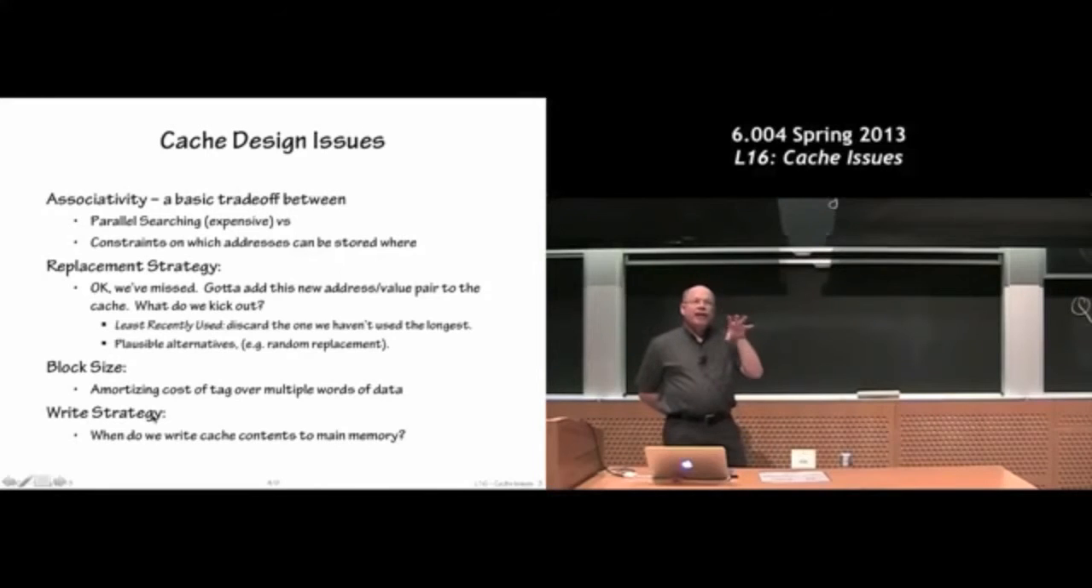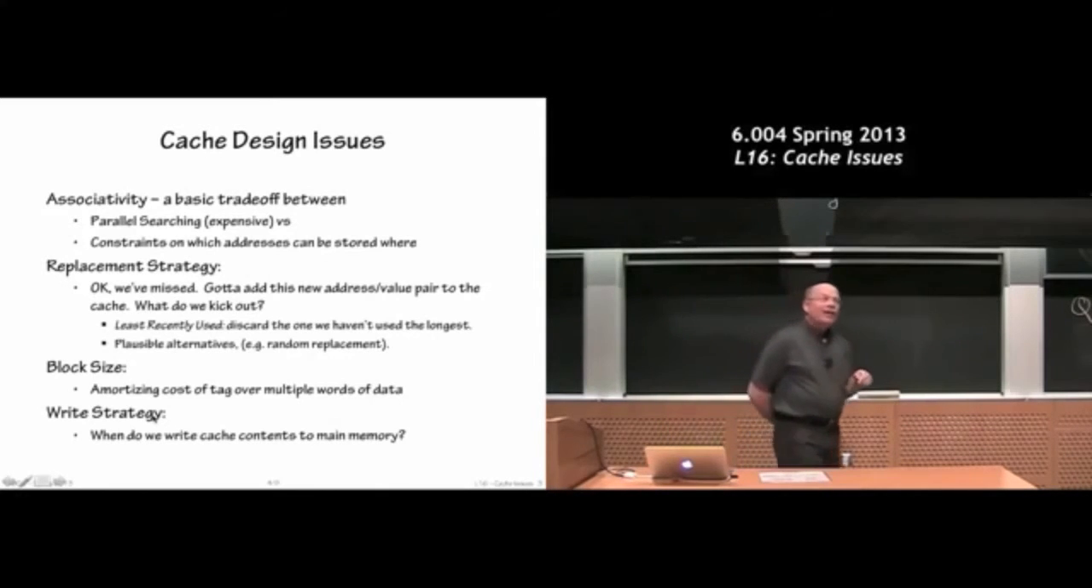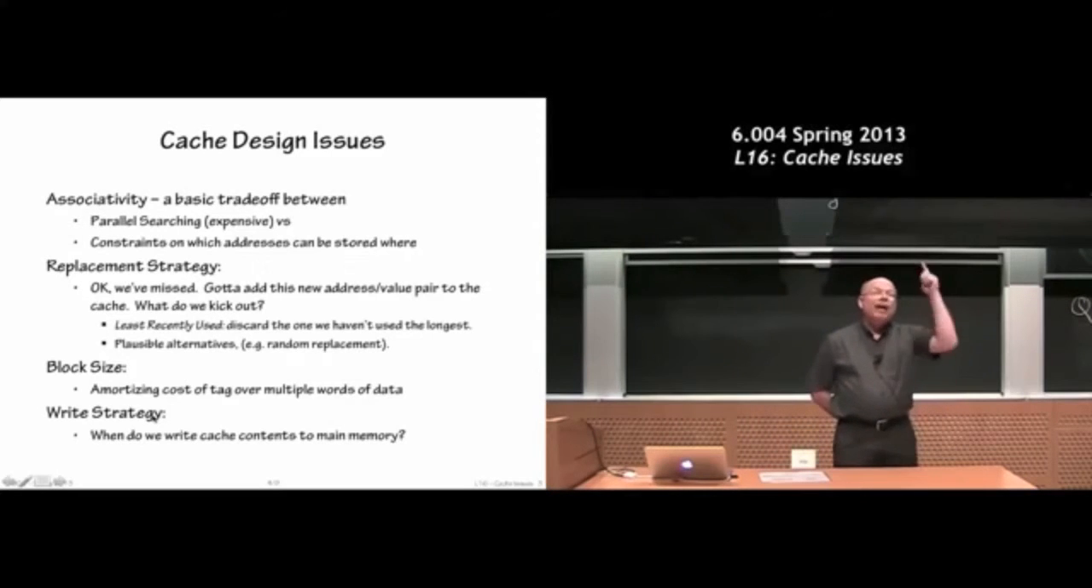Associativity is about figuring out how many different places an address can live in the cache. So it could only live in one place, or it could live at any line in the cache, and the more places it can live in the cache, the more expensive the search can be. Obviously, if a particular address can only be in one place in a big cache, we only have to look just there. If it can be any place in the cache, we have to invest in the hardware to look everywhere at once, and that's very, very expensive.